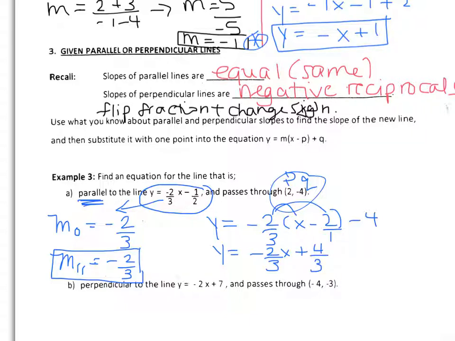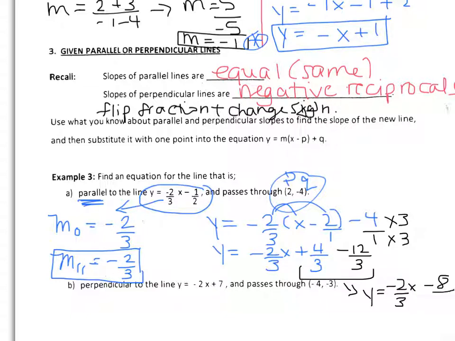This -4 over here is currently over 1. So I'm going to make sure that I have a common denominator by tripling that fraction. So it becomes -12/3. And then I'm going to simplify by combining those like terms. -4 plus 12 simplifies to y equals -2/3 x minus 8/3. And that's the final answer for example 3.